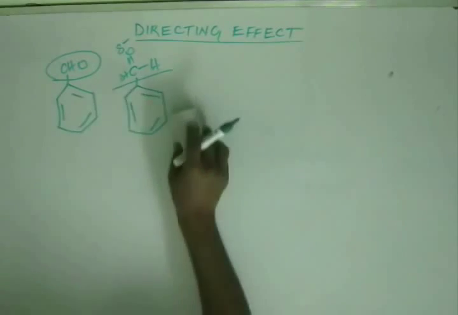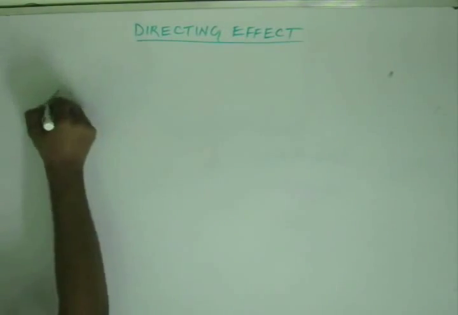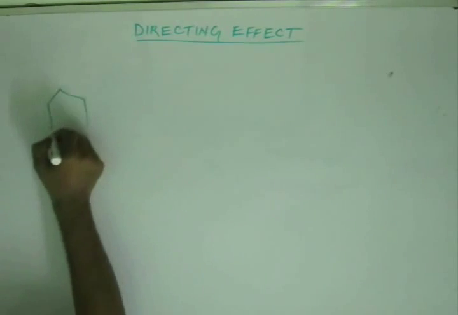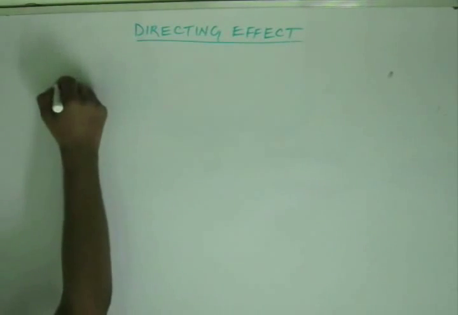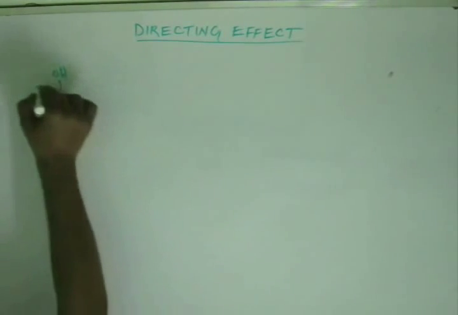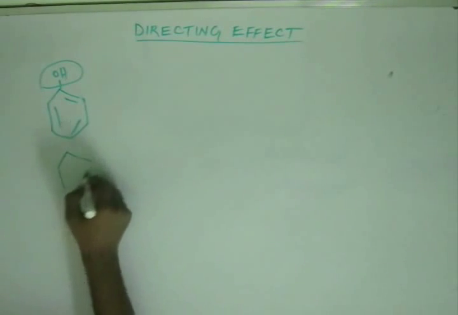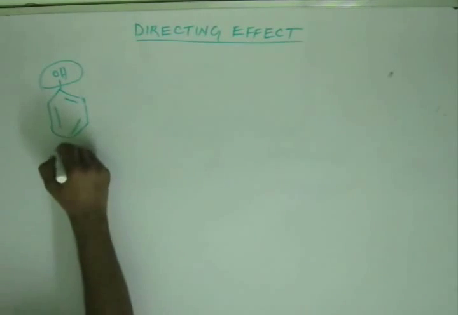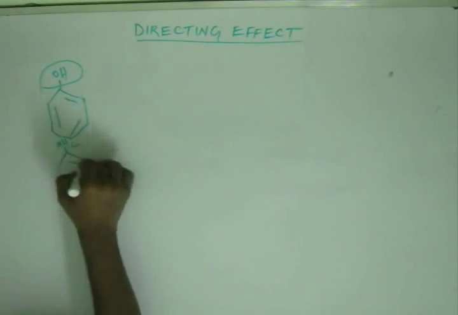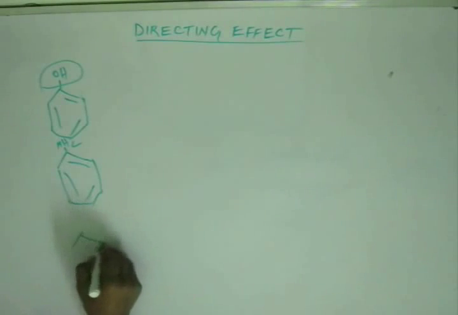Let's solve some more, and this time you try to answer whether the group will be meta directing or ortho para directing. Let me give you an easy one. Phenol. You have to find about OH. So OH will be ortho para directing or meta directing. Similarly in aniline, NH2 will be meta directing or ortho para directing.